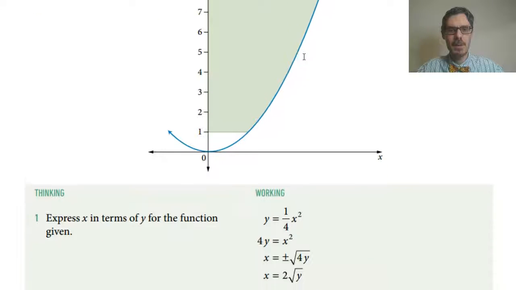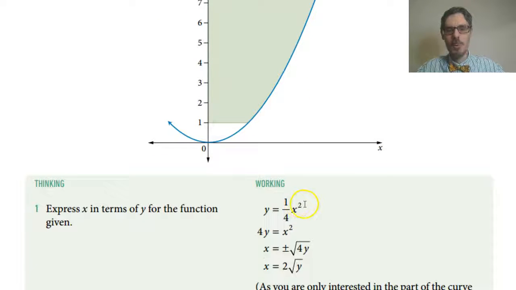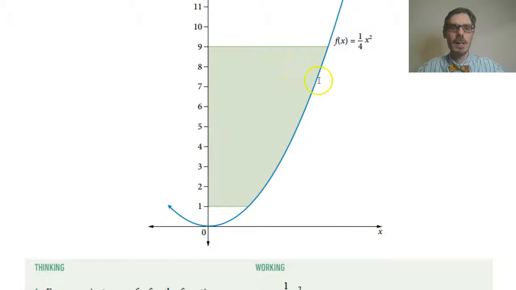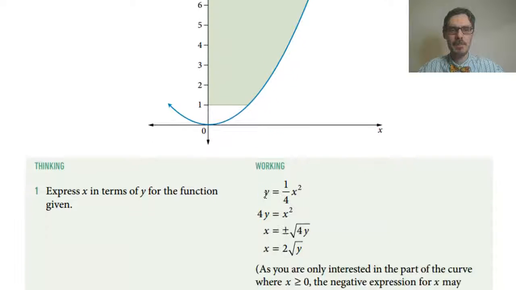So if y is a quarter x squared, then cross multiply, 4y is x squared, and x is plus or minus the square root of y. Now, they've thrown away the plus or minus. And the reason is, I'm only looking at the positive side. There is more of this graph over on this side, but I'm only interested in the positive side. It's a useful trick to keep in mind for later.